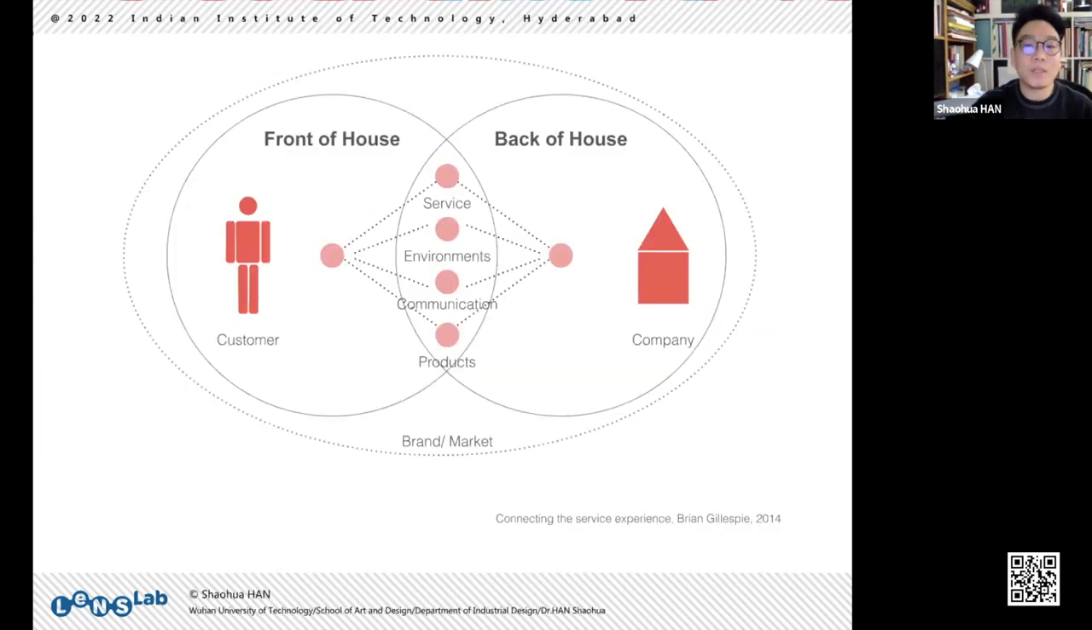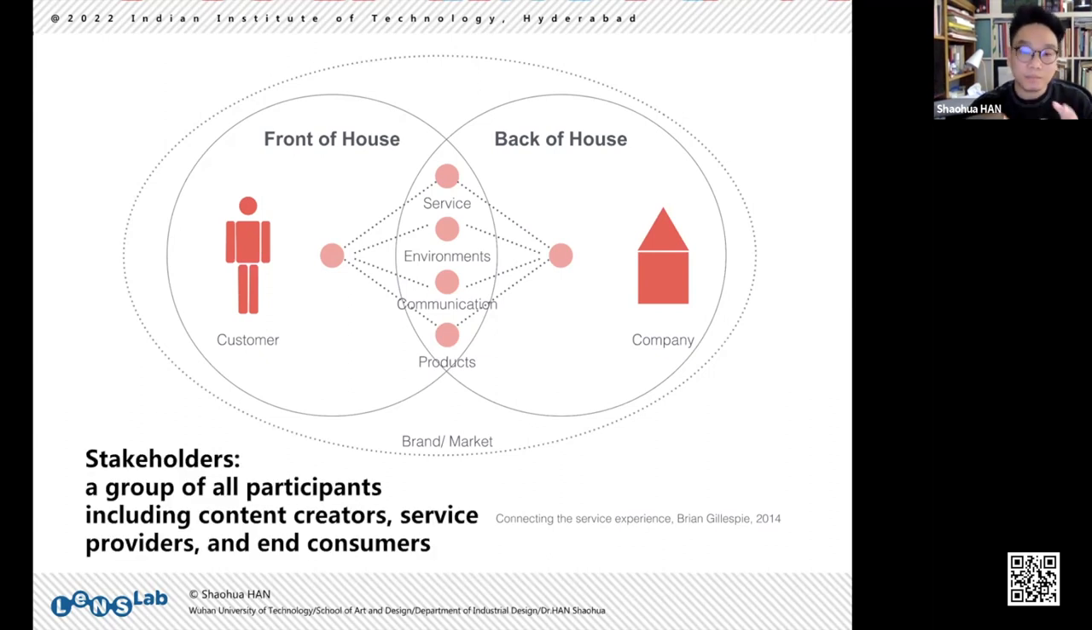So then we come to focus on how the service happens, right? In the front, we have the customer, and in the back, we have the company. We can also say in the front we have the client, in the back we have the providers. So what do we provide and what do we communicate, right? We communicate service, environments, communications, products, right?